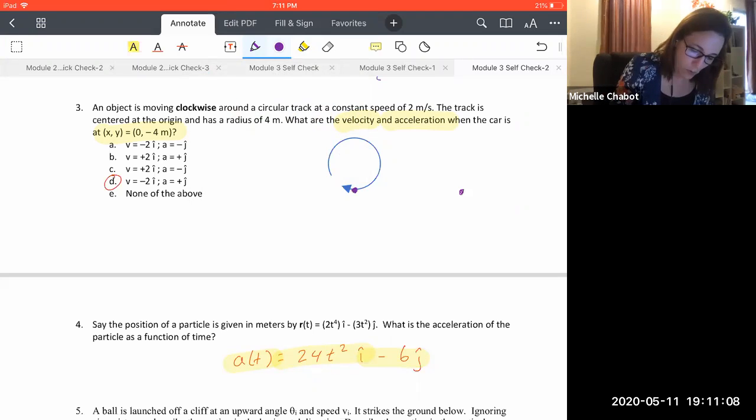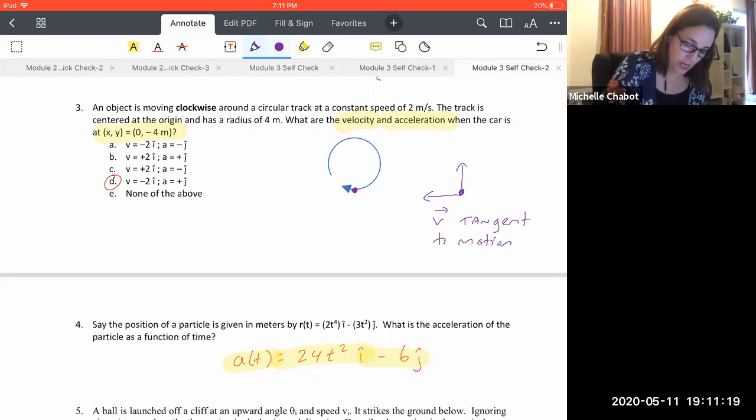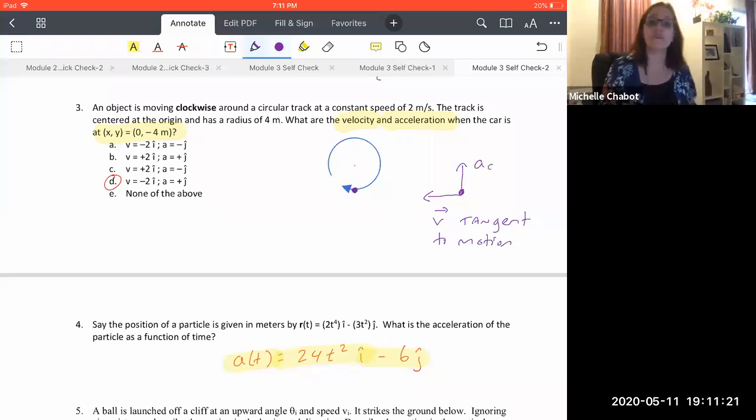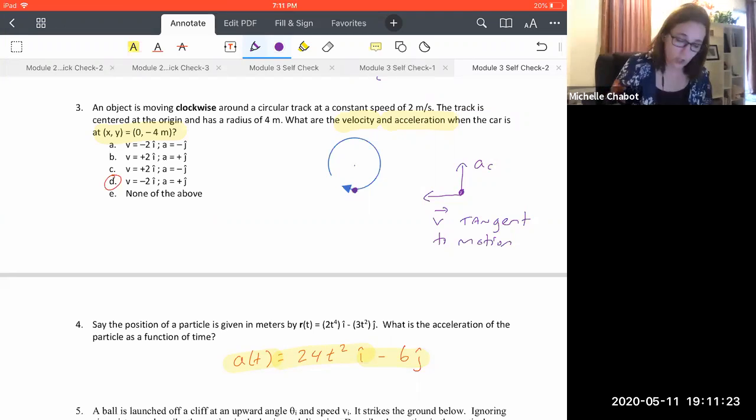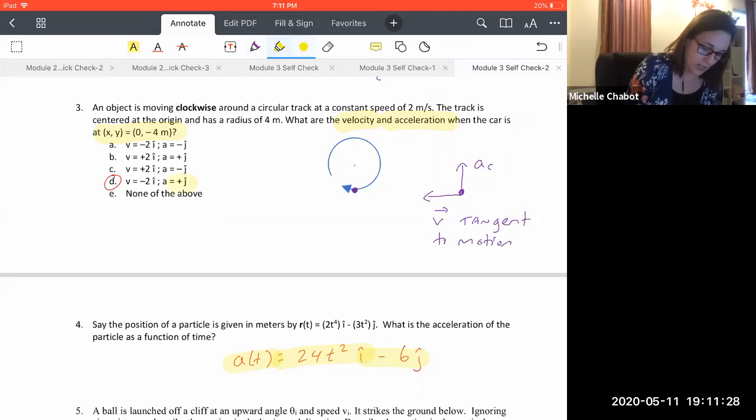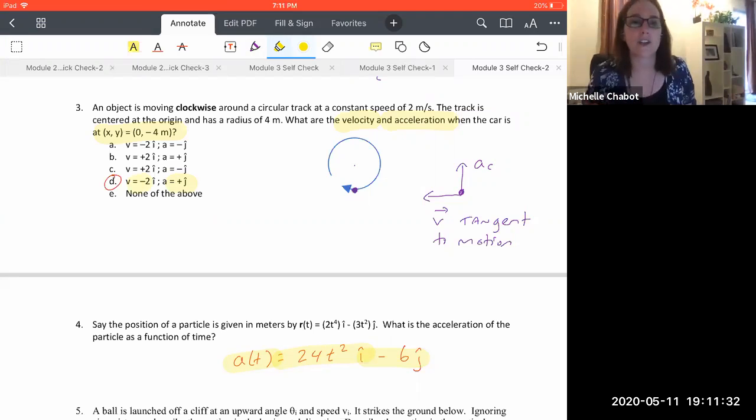At that point in this motion, my velocity is always tangent to the motion, and my acceleration is towards the center of the circle. And so you can see that my acceleration is going to be in the positive j hat direction, and my velocity is in the negative i hat direction. So just finding those correct orientations and signs gives us the correct answer.